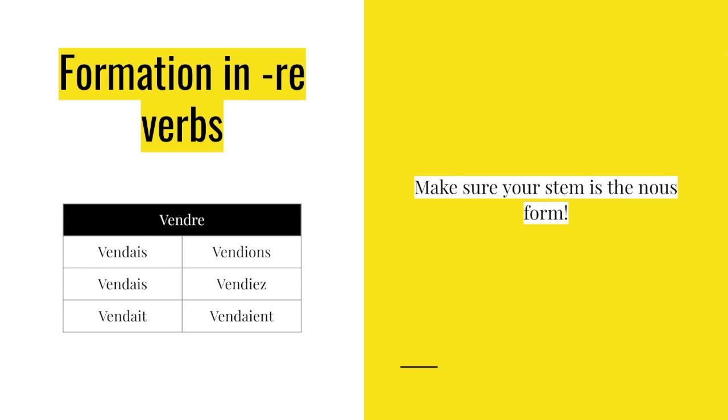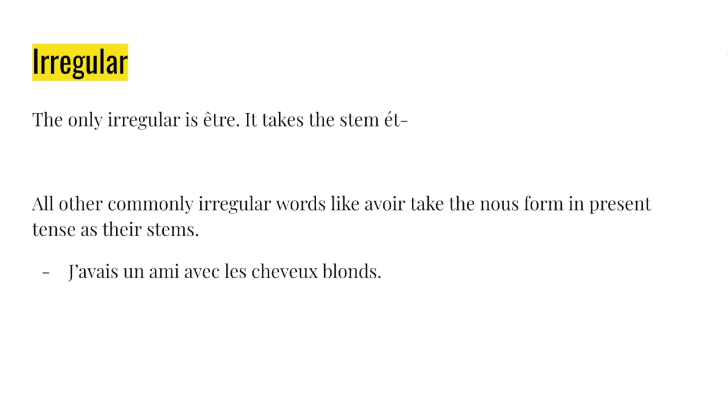RE verbs are very straightforward, just make sure you watch the stem. The only irregular is être, which takes the stem é accent aigu, T. All other commonly irregular verbs take the nous form in the present tense as their stems.